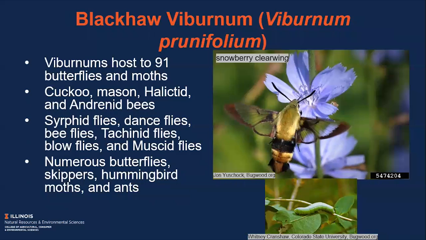The viburnums also will attract a number of bees and native flies as well, and skippers and butterflies, hummingbird moths, and even ants. So a lot of things are going to make use of this black haw.